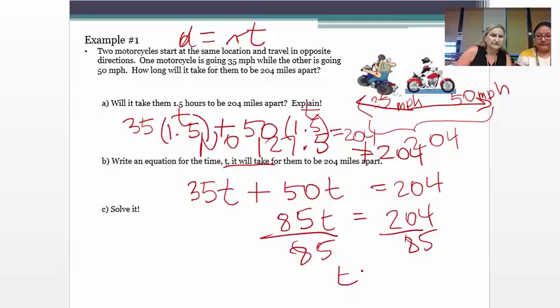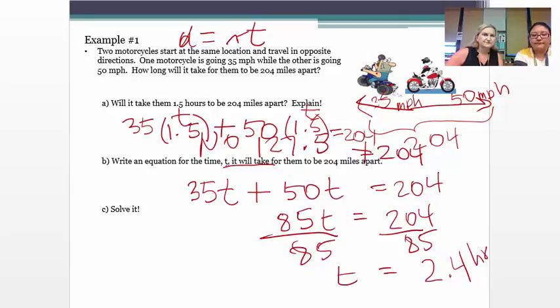Okay, so what do we get for the time? That should give us 2.4. Okay, so 2.4 hours. So just a little more than an hour and a half. Okay, so next example, example 2.